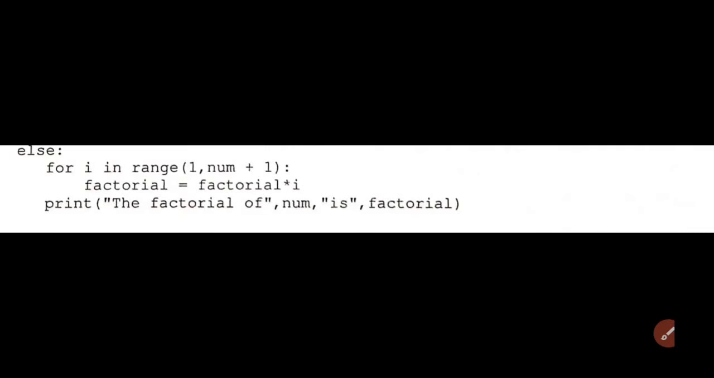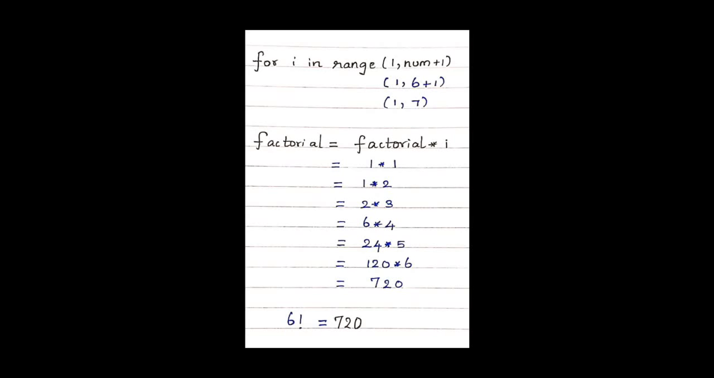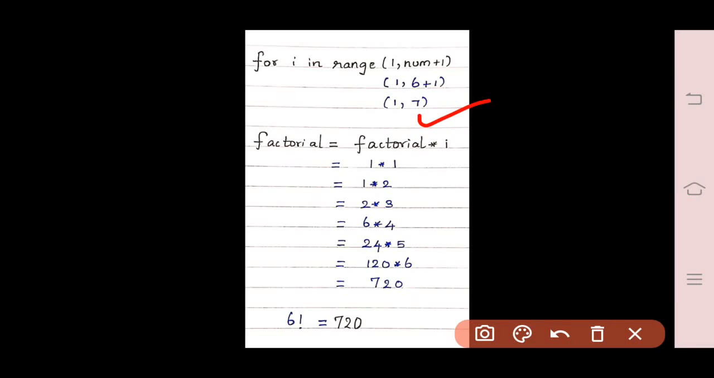Now let's discuss this. First, inside else we have a for loop. Inside the for loop we have the range function. Here I'm going to find the factorial for 6. So the range will be 1 comma num plus 1, which means 1 comma 6 plus 1. So 1 comma 7 will be the range. Then you have factorial is equal to factorial into i. This is the logic. I'll explain the logic. So we all know the range 1 comma 7.